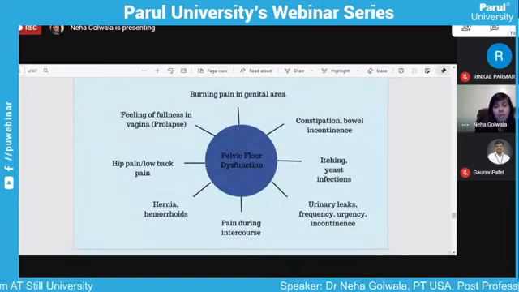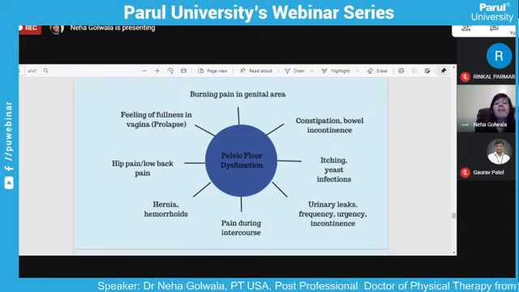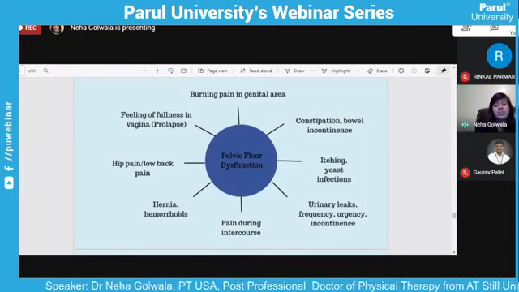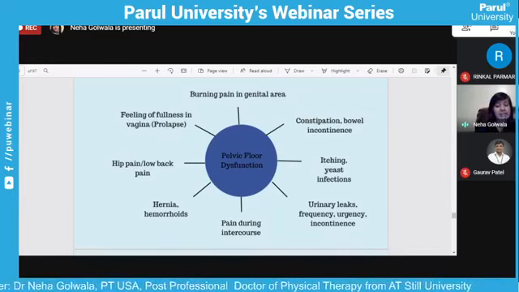Now, the pelvic floor muscle dysfunction, what kind of symptoms do they feel? Burning pain or constipation or bowel incontinence, like they have fecal stain or leak, and they don't even know about it. Itching, yeast infections, urinary leaks. Itching and yeast infections are related to muscle tightness. Urinary leaks, frequency, urgency, incontinence.